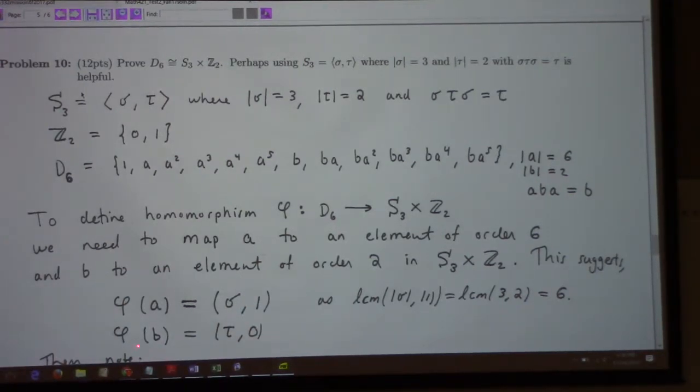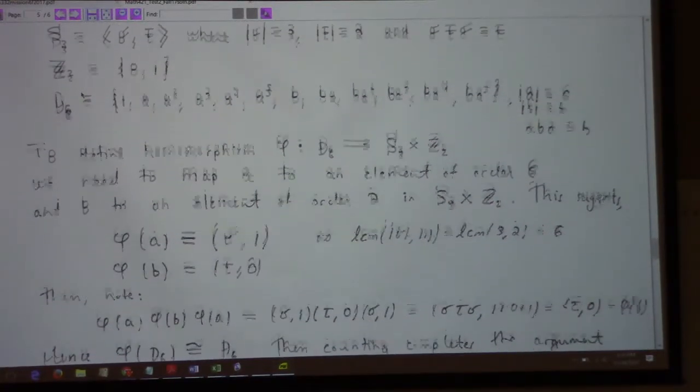And then B, well, I figure it should map to tau comma 0. Now, that's a guess, admittedly. This is an educated guess. There's really only two choices. And then I choose this. Then all I have to do, that defines phi, because I've defined it on the generating set. I just need to then check that it preserves the relation. If it does that, then it's an isomorphism.